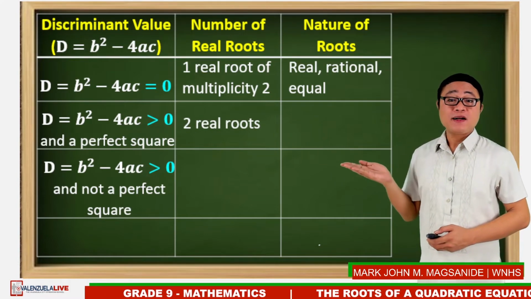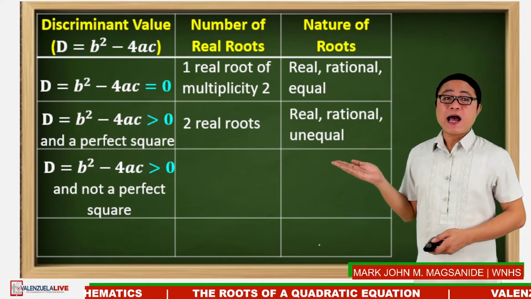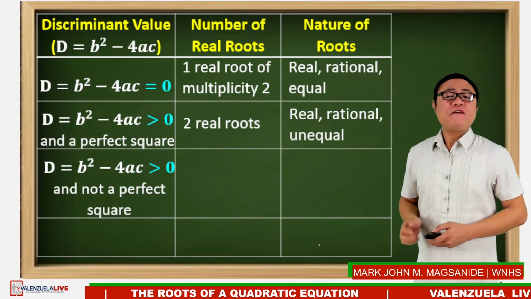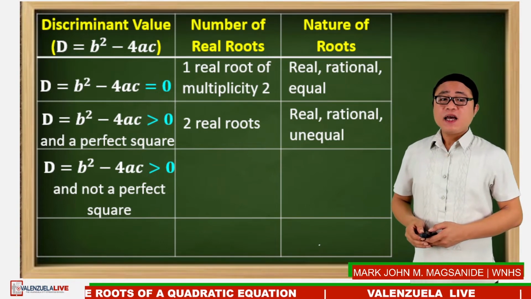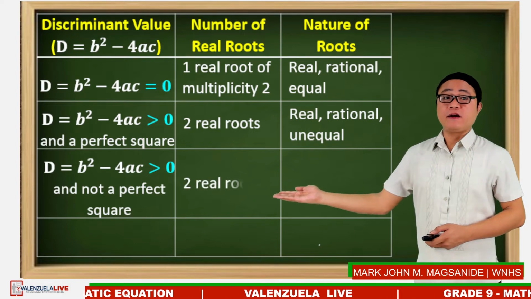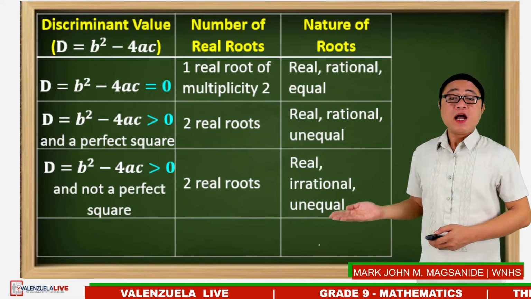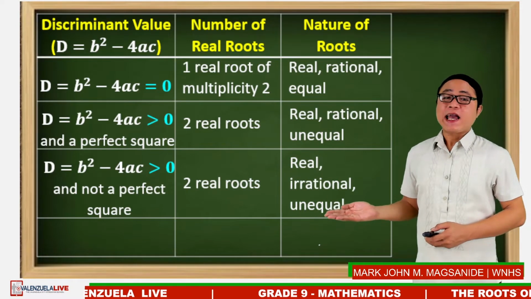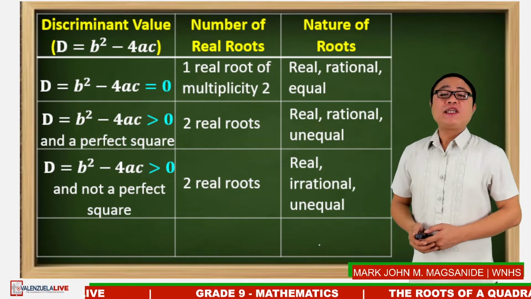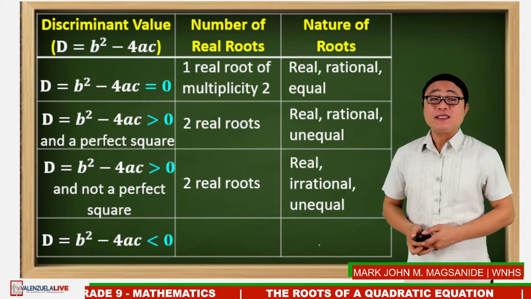And the roots are real, rational, and unequal. If the value of d is a positive non-perfect square, then there are two real roots, and the roots are real, irrational, and unequal. For the last row, the value of d is less than 0.